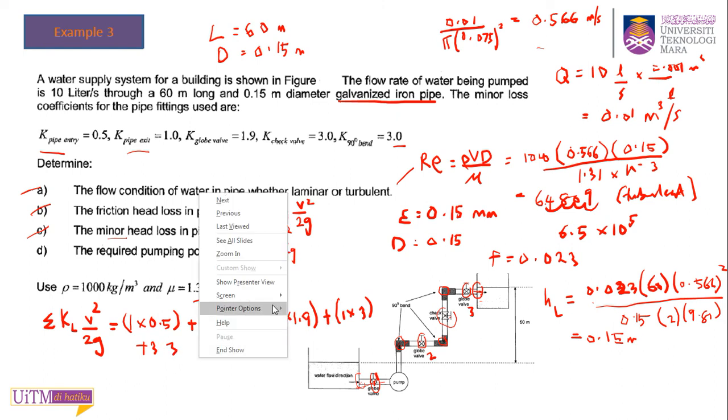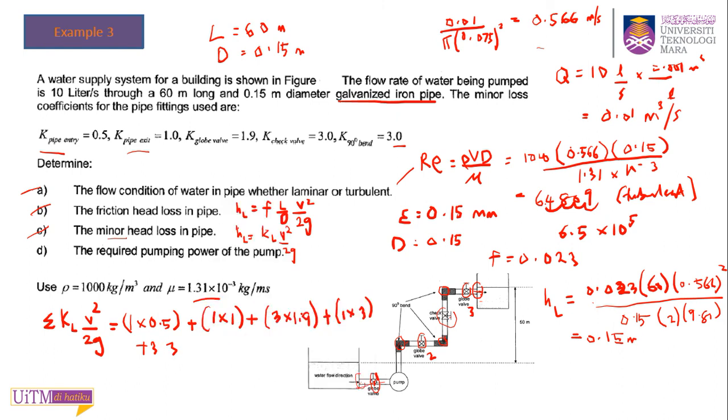Okay. So 3 times 3. Add all of these loss coefficients, then times your V squared. So V squared is 0.566 squared divided by 2 times 9.81. Okay, so this is your total minor loss.